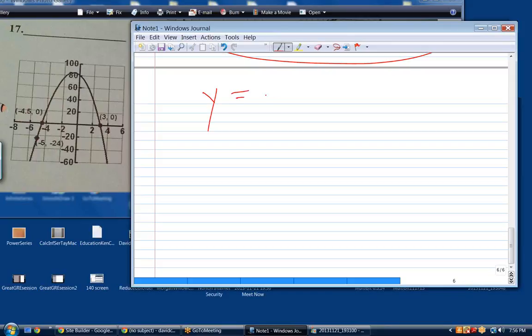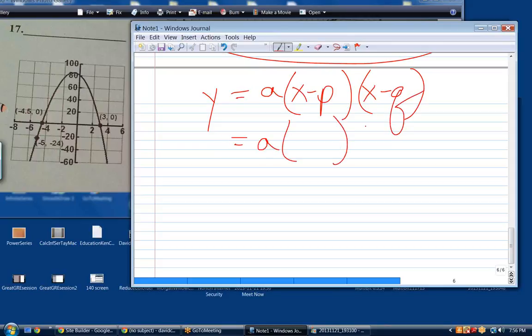It is 4, negative 8 is the vertex. Hold on. We're not using vertex. We're using intercept. So what's the general format for intercept form? A in parentheses x minus p times x minus q. What are p and q in this case? They're the intercepts. The x part of the intercepts, not the y part, the x part.